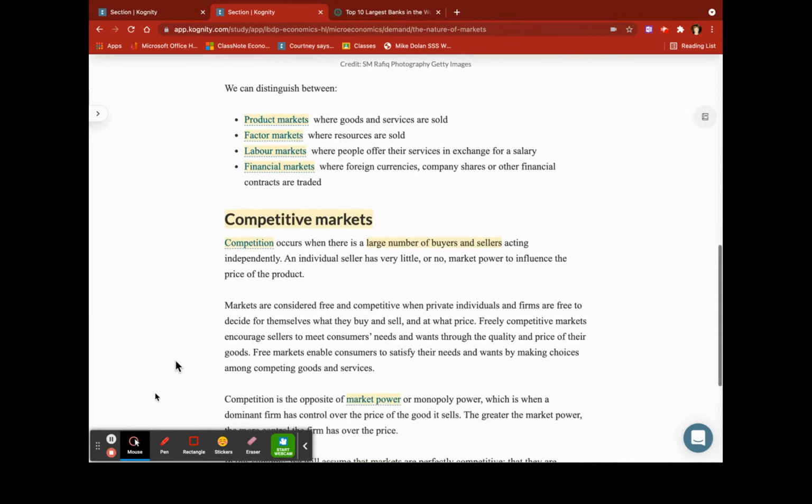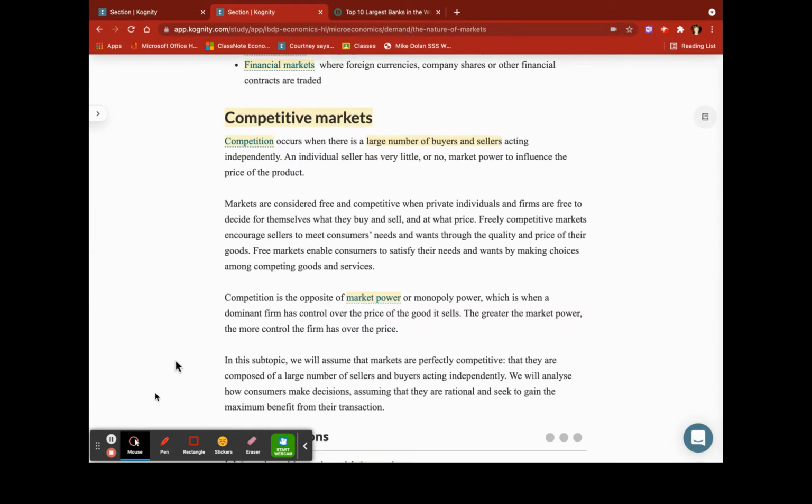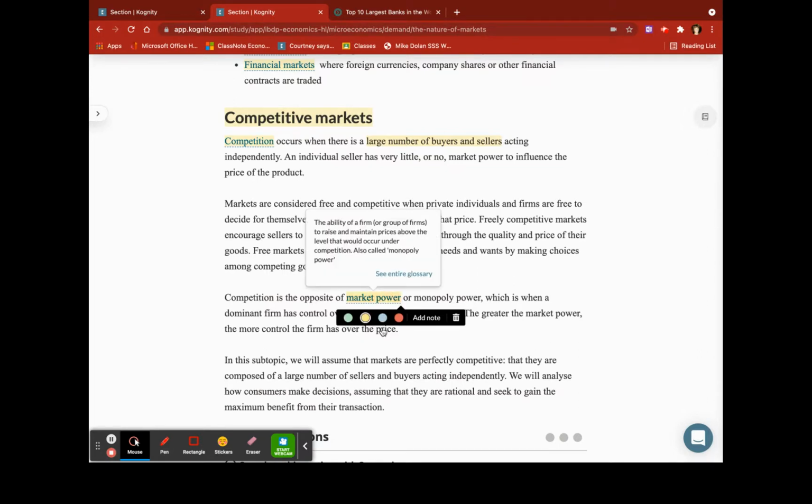The next thing we should talk about is competitive markets, because not all markets are competitive. In fact, we'll talk about monopolies, which are not competitive at all, where there's just one seller, later in the course. So, a competitive market is where there are so many buyers and sellers that neither the buyer nor the seller has any control over the price. If they price higher, they don't sell anything. So basically, they have no market power. And again, it's important to understand this definition of market power.